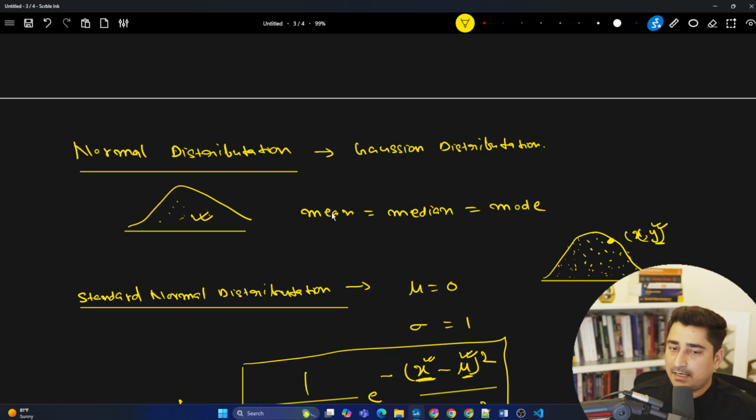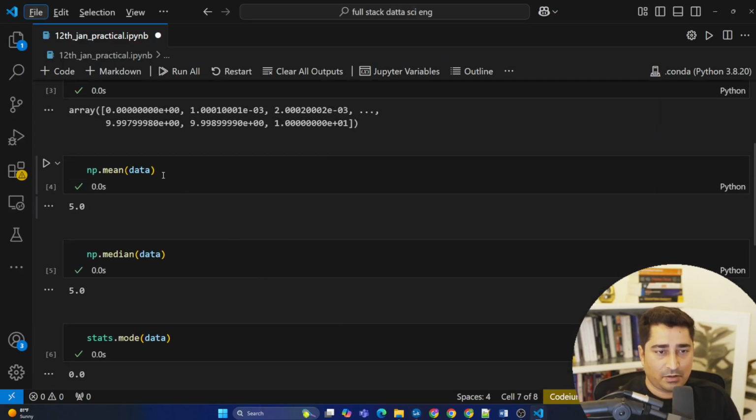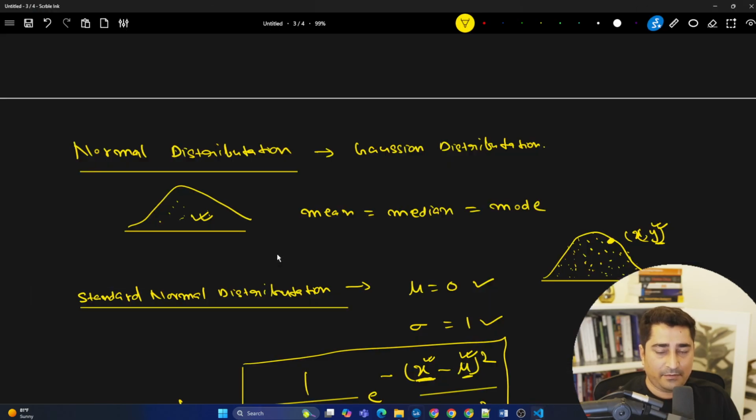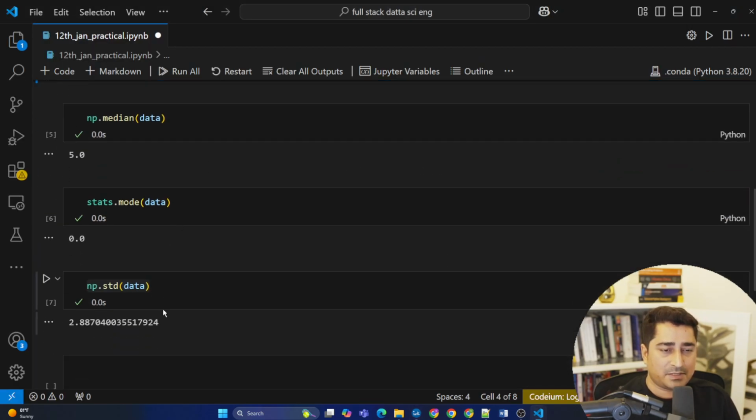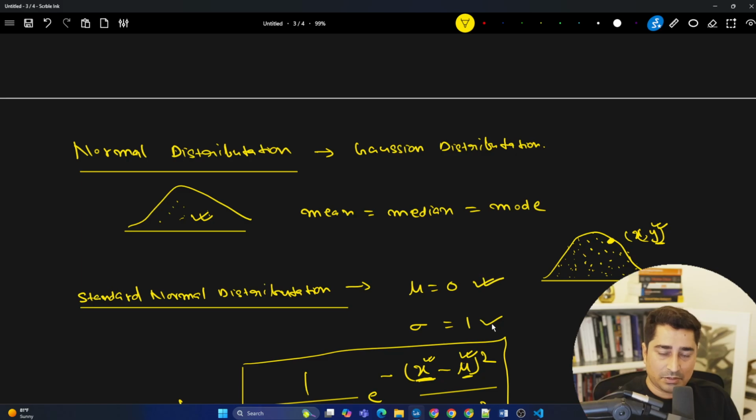So can I say that that data set is not falling under standard normal distribution? Because if a data set is falling under standard normal distribution, its average should be 0. We have an average equal to 5, and the standard deviation should be equal to 1, but we have a standard deviation equal to 2.88. So we don't have mean equal to 0 and we don't have standard deviation equal to 1. So I can say that my data set is not falling under standard normal distribution, but it is falling under basically a normal distribution for now.